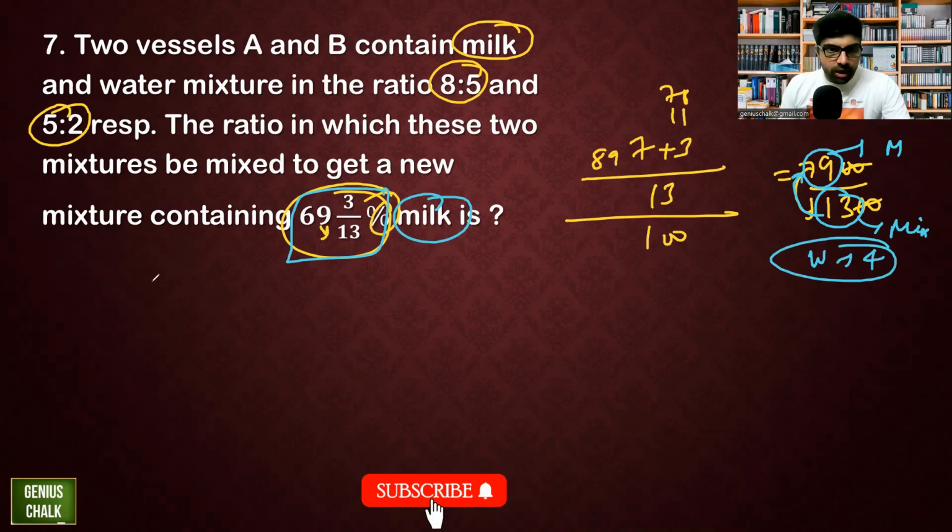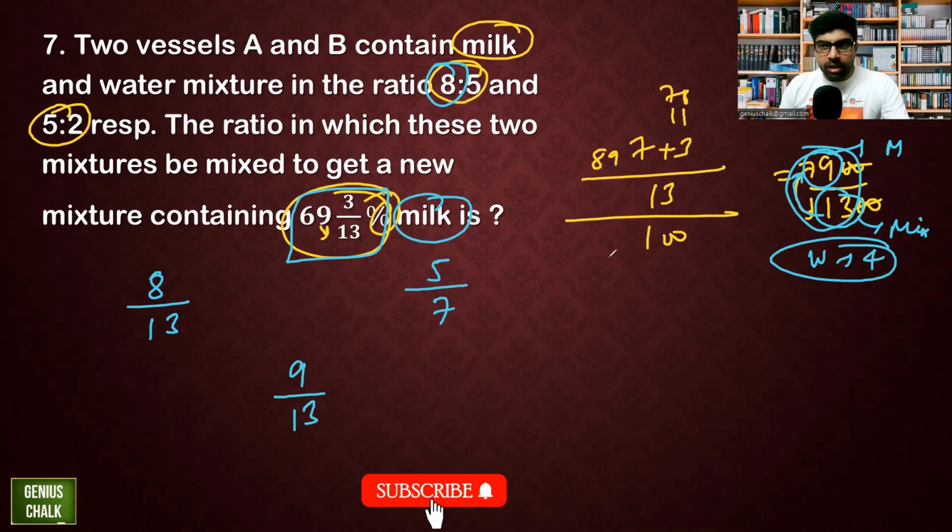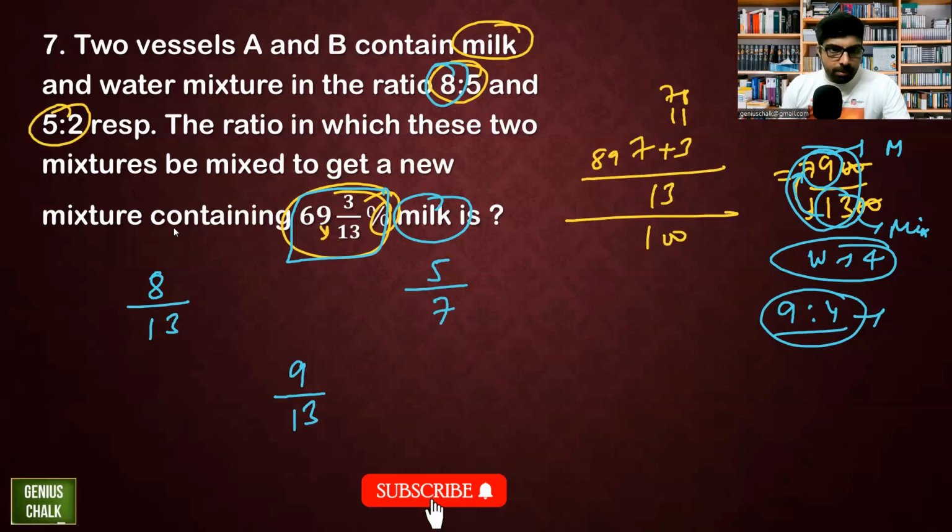Yes. So if it's 8 by 5, that is 8 by 13. I'm taking milk as the component. 5 by 7, and overall that is 9 by 13. So we can solve it directly with 9 by 13 itself. Else, in that method we have to find the ratio of 9:4, then make the ratio the same. That will be a little time consuming in exam temperament. So this method is better than that.